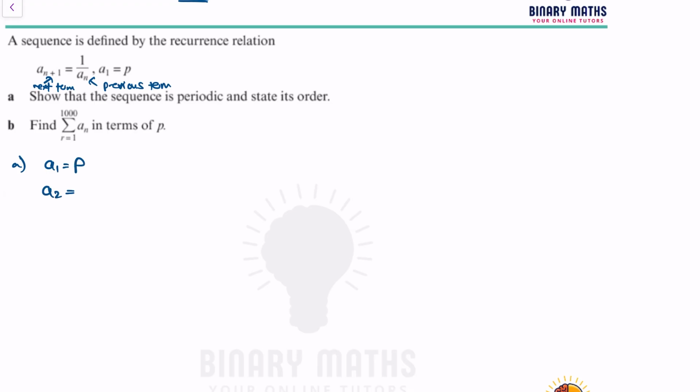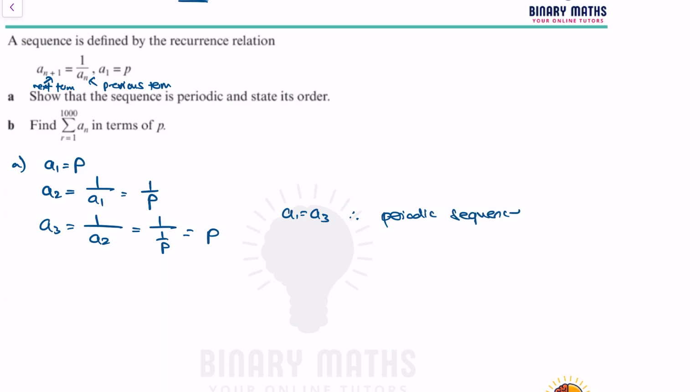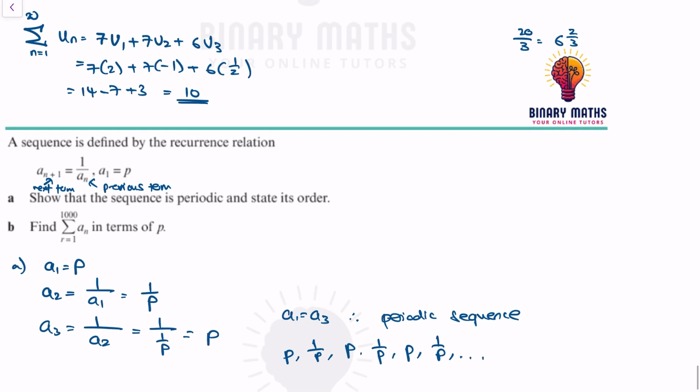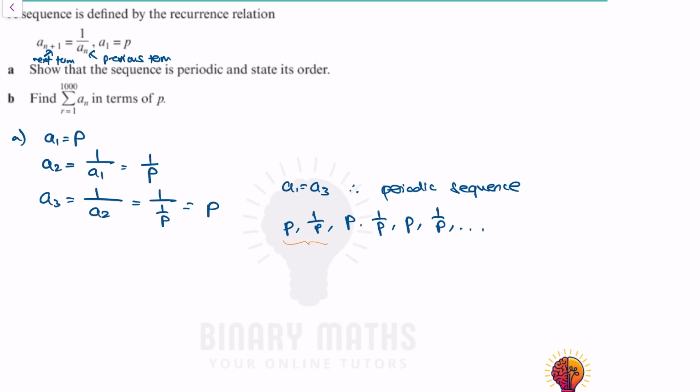So A2 is equal to 1 over A1, which is equal to 1 over P. A3 is equal to 1 over A2, which is equal to 1 over 1 over P, which is equal to P. A1 is equal to A3, therefore it's a periodic sequence. So we've got P, 1 over P, P, 1 over P, P, 1 over P. So that means every 2 it repeats itself, so of order 2.